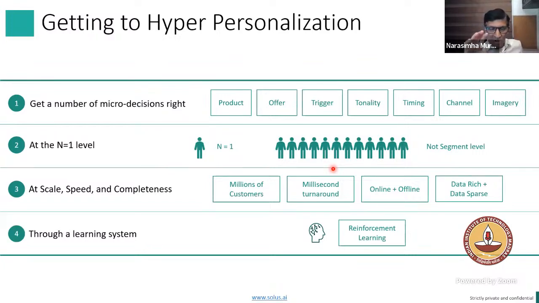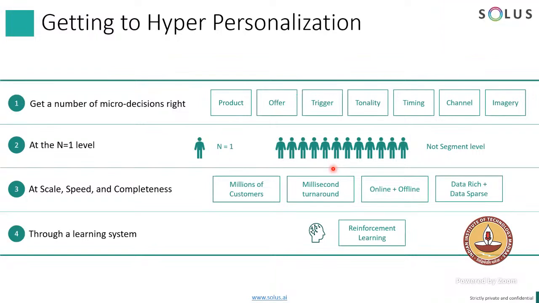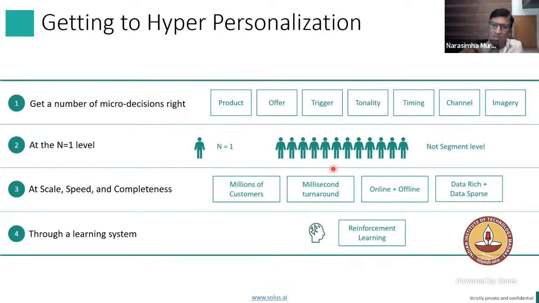Now, while all these three are very critical, you cannot achieve hyper-personalization if you don't have a learning system. Okay? Because you need to learn from every action and reaction of the customer. That's the only way you will be able to have a very meaningful engagement with the customer. So you need a system that is continuously learning, right? So that's going to be very critical.